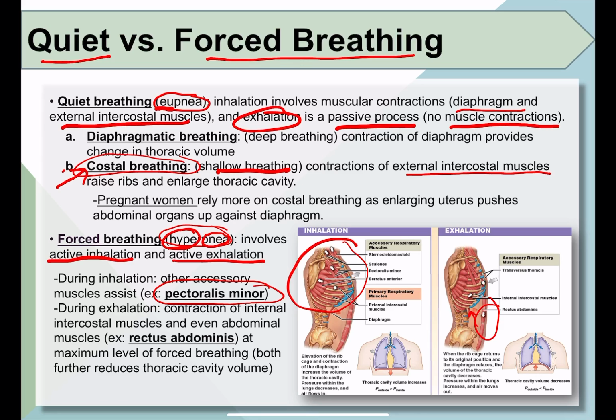So the internal intercostal muscles also help with this process by depressing the ribs. So all of these muscles will participate together to allow for the maximum level of forced breathing. Okay, so don't forget the pectoralis minor in inhalation, and the rectus abdominis and internal intercostal muscles participating in exhalation. Okay.